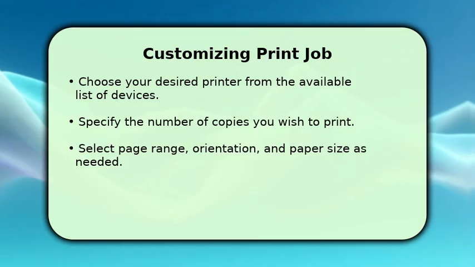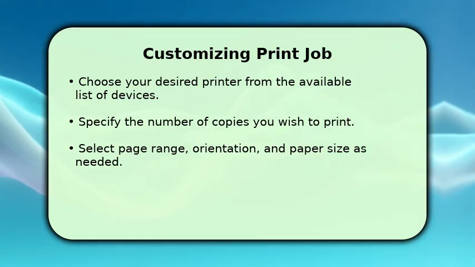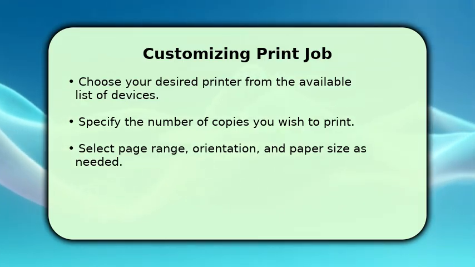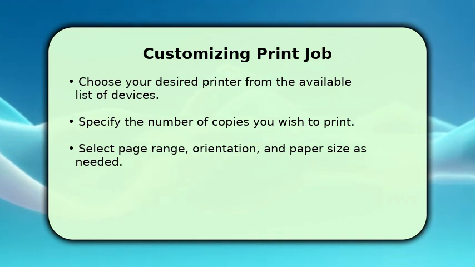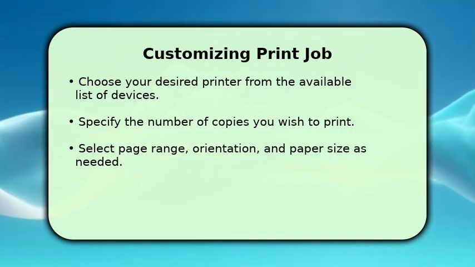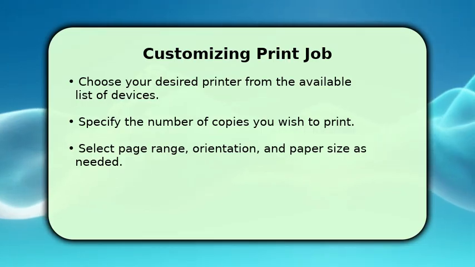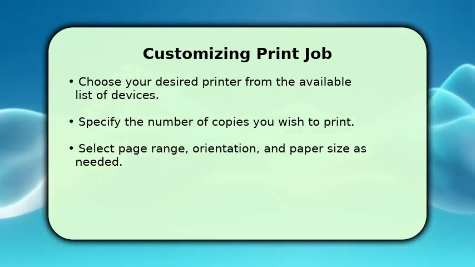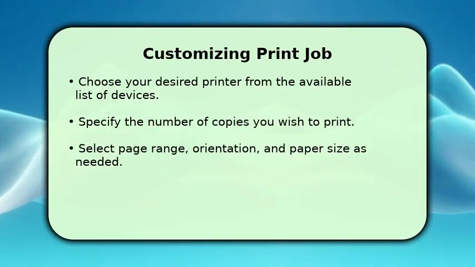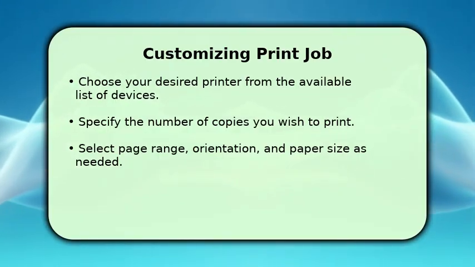With the print dialog box open, you can now customize your print job. First, select your preferred printer from the list of available devices. Then, indicate how many copies you need. For example, you might need 3 copies. You can also adjust settings like the page range, paper orientation, and paper size. Finally, choose whether you want your document printed in vibrant color or classic black and white.